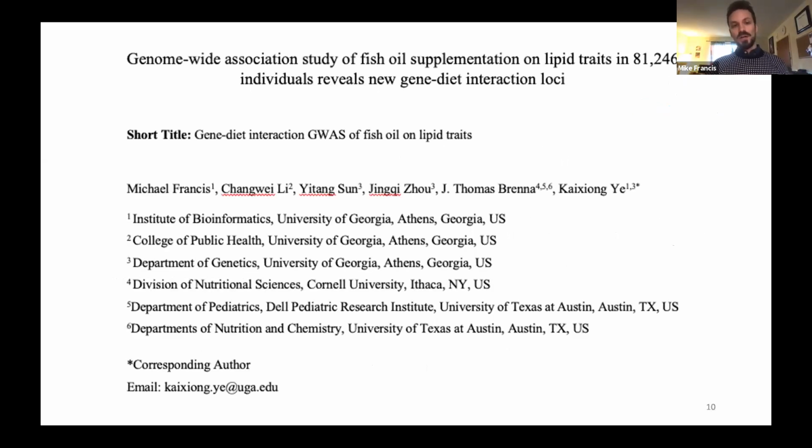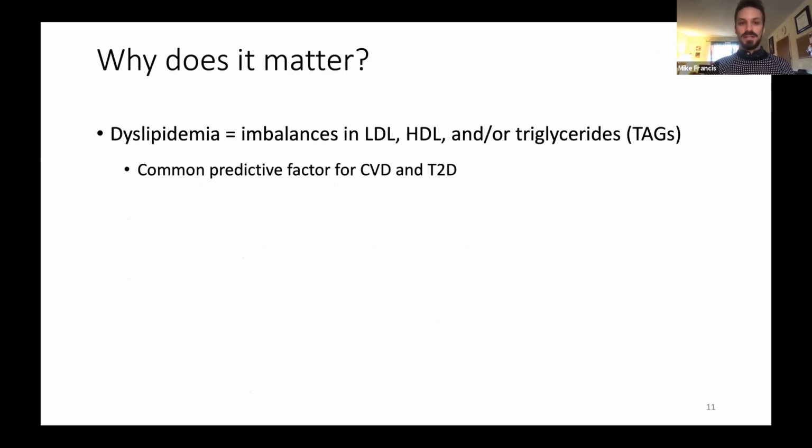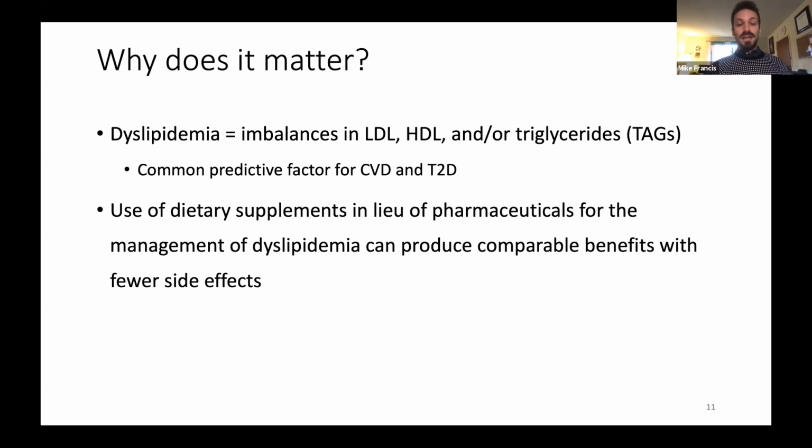So I want to talk about the results that I got in my most recent paper, which is in revision right now in PLOS Genetics. I'll just talk about what we did. The background is that we're looking at dyslipidemia, so imbalances in LDL, HDL, and triglycerides. The reason we care is because this is a common predictive factor in humans for cardiovascular disease and type 2 diabetes. Also, using dietary supplements instead of pharmaceuticals to manage this condition can produce comparable benefits with fewer side effects. So that's really interesting.